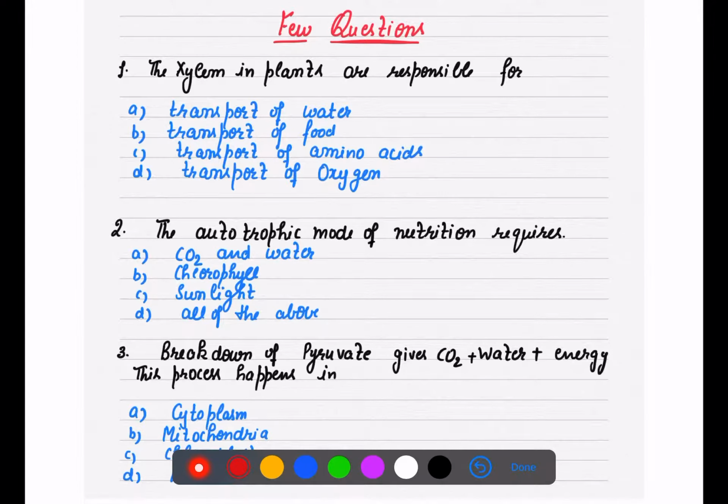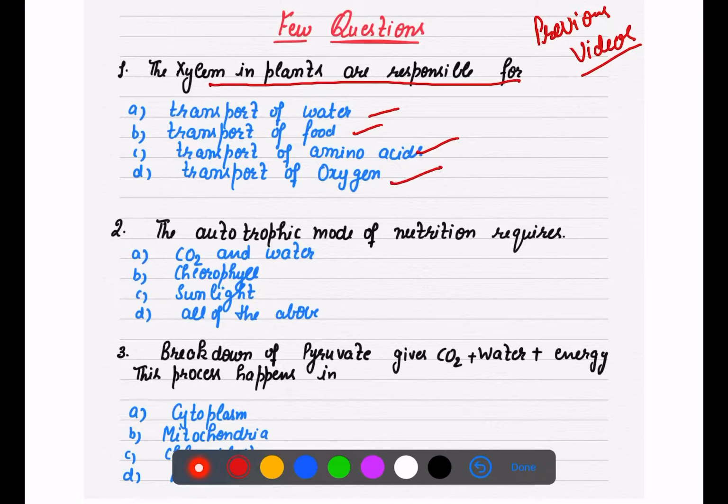If you have watched this video till the end, or if you have watched my previous videos, then please mention these answers honestly in the comment box. The xylem in the plants is responsible for transport of water, transport of food, transport of amino acids, या फिर transport of oxygen. Mention your answer in the comment box.